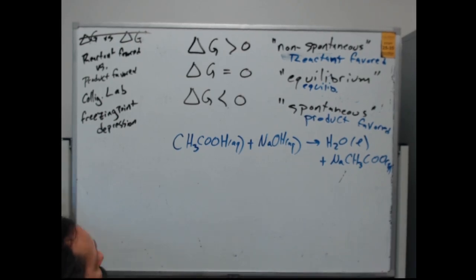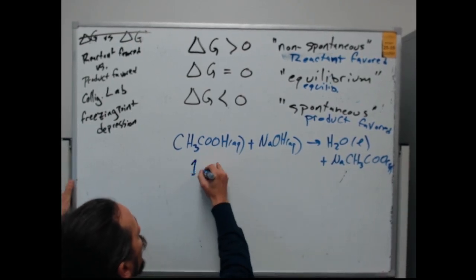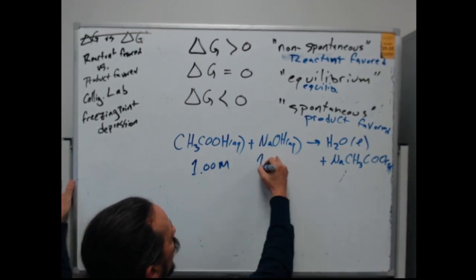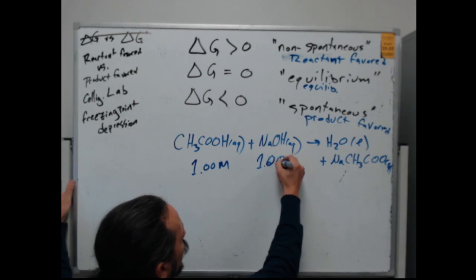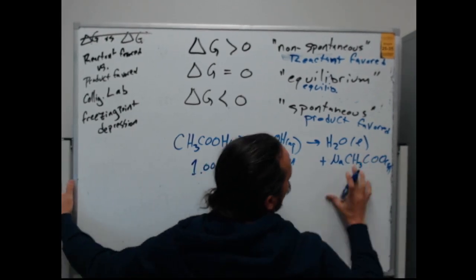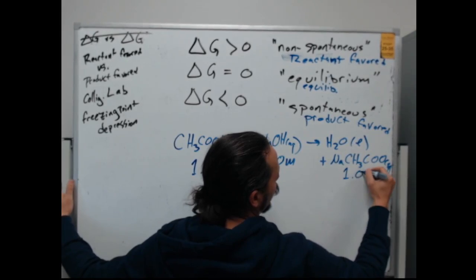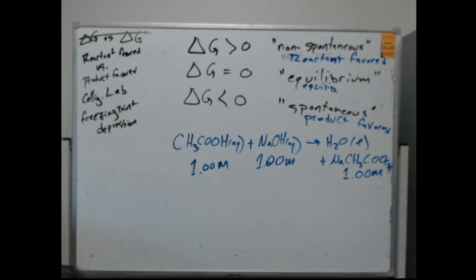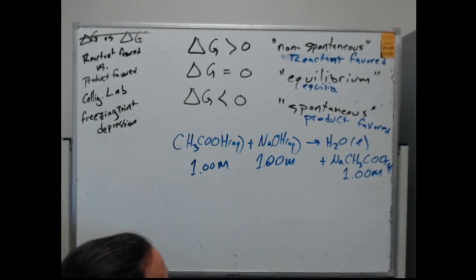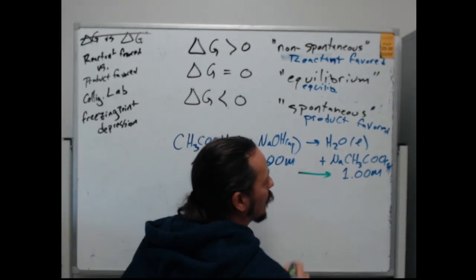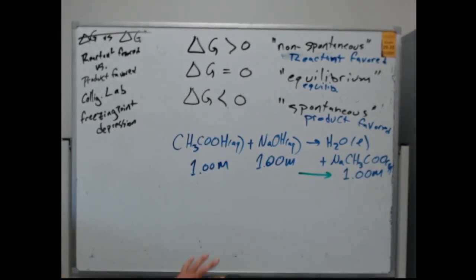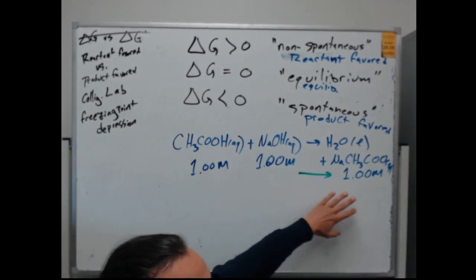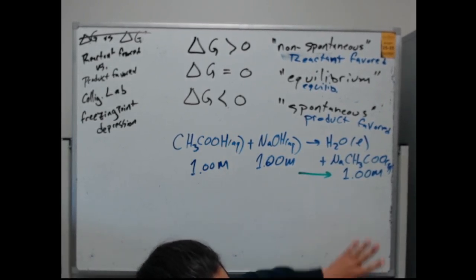Well, that means if I started with 1.00 molarity here, 1.00 molarity here, and 1.00 molarity here, right? So standard conditions, we're not going to put a concentration for water. If everything was at 1 molar solutions, the reaction would still go that direction, right? These concentrations would go down, this concentration would get bigger.